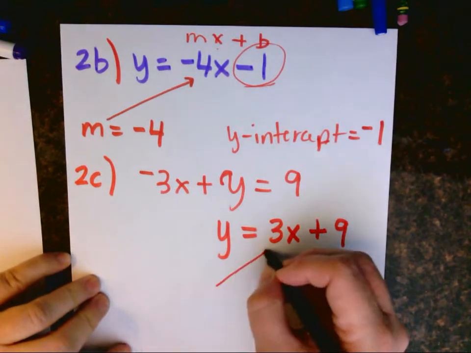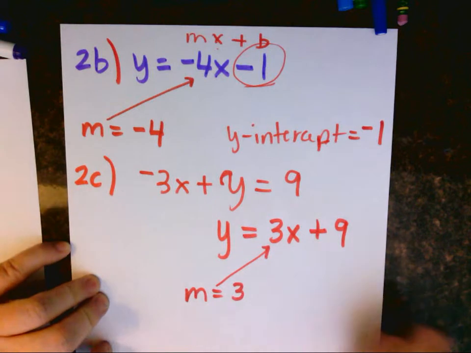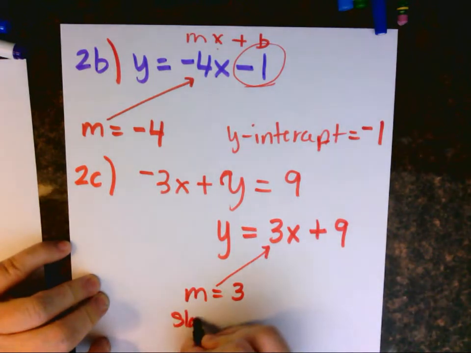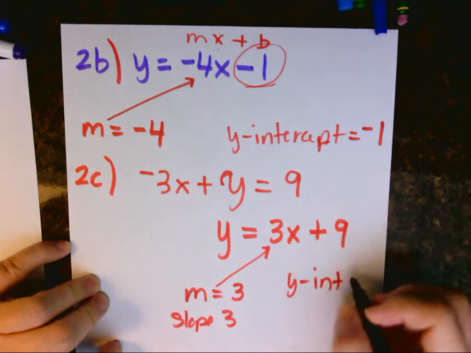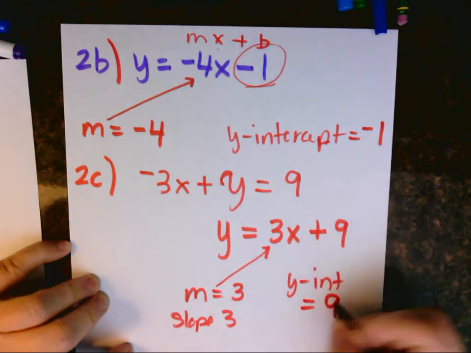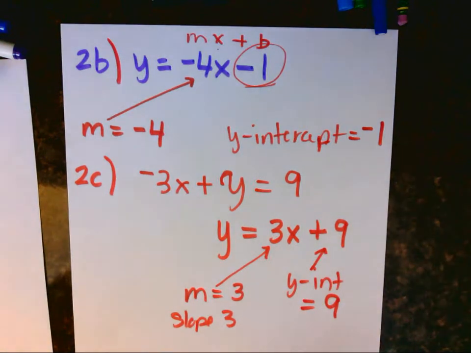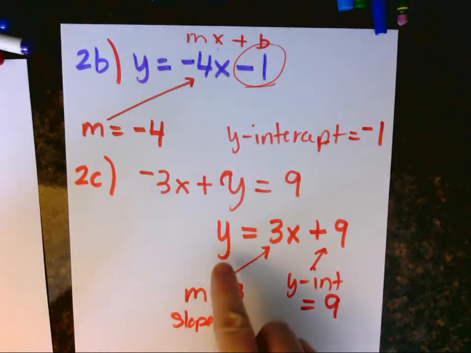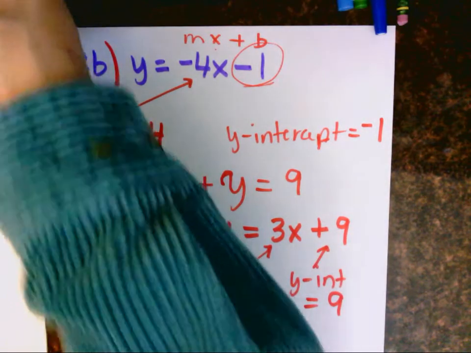And so in this particular problem, remember the m sits in front of the x. The slope is 3. And the y-intercept equals 9, positive 9, because it's that value right there. So the only thing you have to remember is to get this in the form y equals mx plus b, and then you can peel those numbers right off.